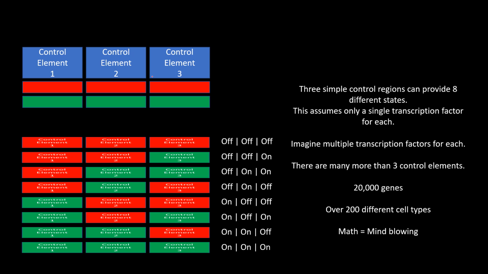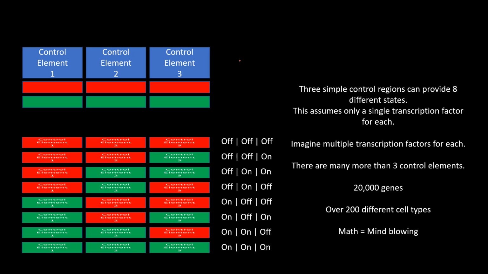And so with just 3 control elements, each one being either on or off, we can have 2 different combinations for each, which gives us a total of 8 different possible combinations. And so this gives us 8 different ways of controlling genes. For example, you can have it where all 3 are off, all 3 are on, or one or more of the others is on and off. And this is just for 3 elements.